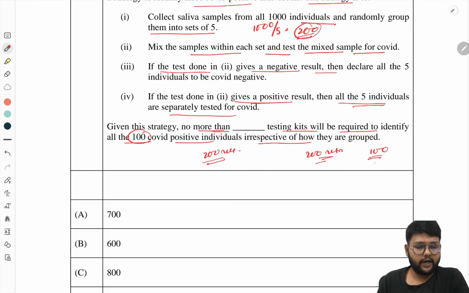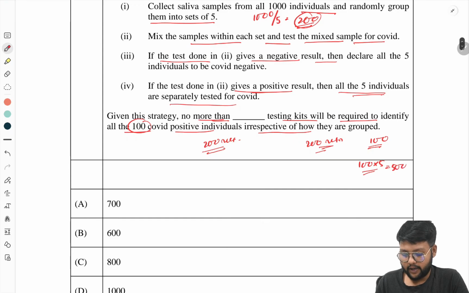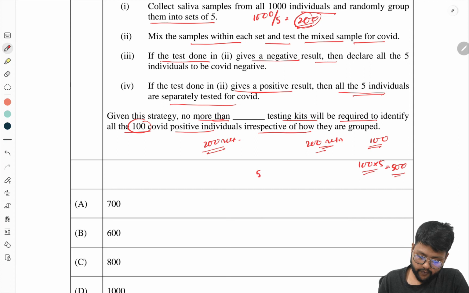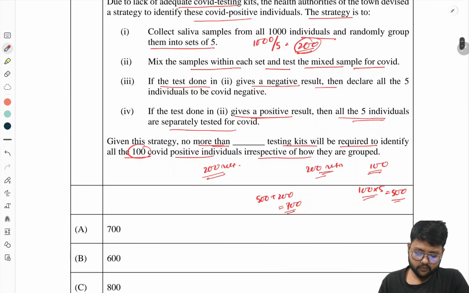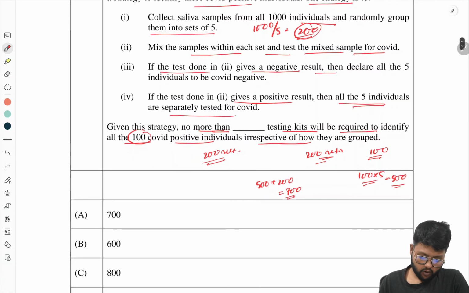Each set has 5 persons, so 100 into 5, which is 500 persons, must be tested again individually, so 500 more kits are required. In the worst case scenario, 500 plus 200, a total of 700 kits are required to test for COVID positive. So our answer will be 700.